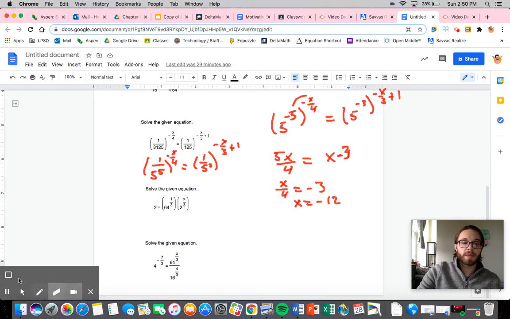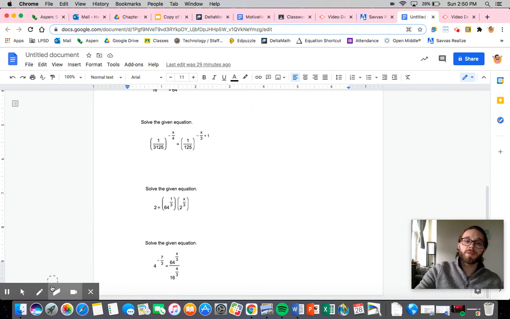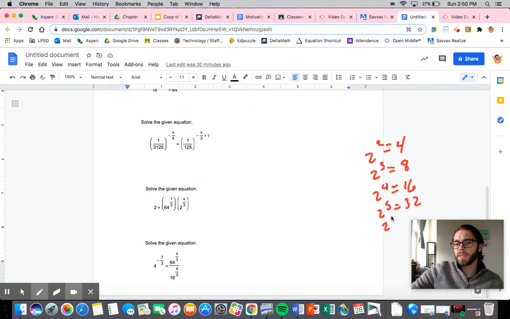All right, let's look at the next one. We have to solve this. Again, we need the same base. We have a 2 and we have a 2, so somehow we have to get 2. Now, if you want to check this, you can just keep multiplying 2. The powers of 2 should be pretty reasonable for you to remember. So, 2 squared is 4, 2 to the 3rd is 8, 2 to the 4th is 16, 2 to the 5th is 32, so 2 to the 6th is 64.